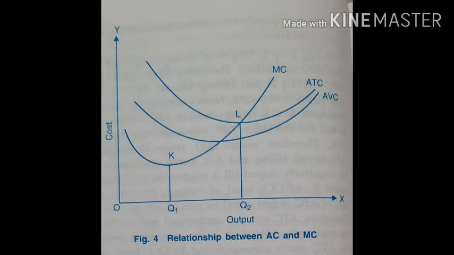So this is the easier way, but whenever you are asked about the relationship in a diagram, you will most preferably be drawing the first diagram. I hope this concept is clear to you. So with this, the short run cost curves and their relationship is done.